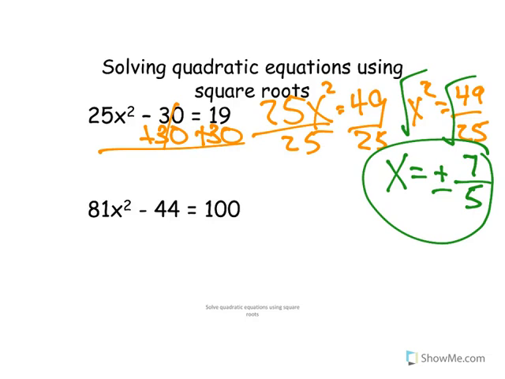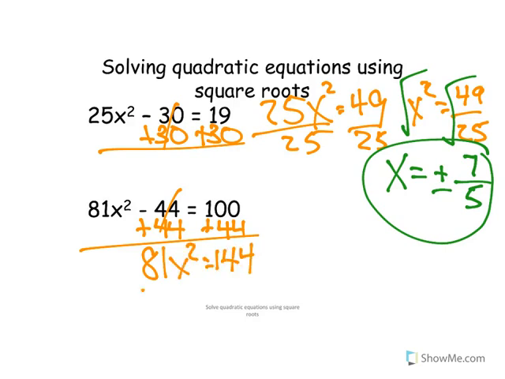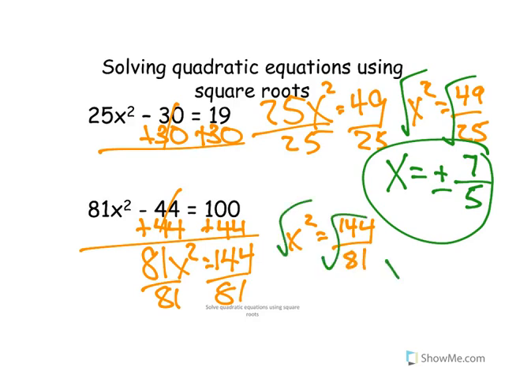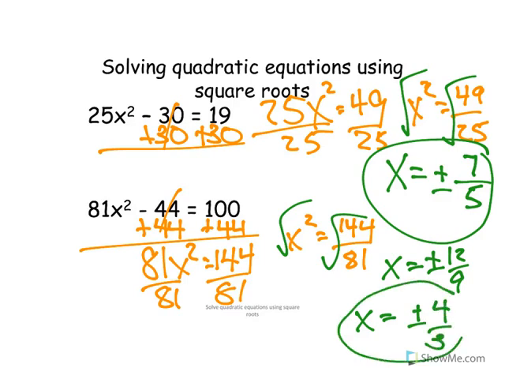And I can essentially do the same thing for the next one, right? So I'll add 44 on both sides. That gives me 81x squared is equal to 144. I divide both sides by 81. I get x squared is equal to 144 divided by 81. And I take the square root of both sides. I get x is equal to plus or minus 12/9. And if we want to be thorough, we can simplify the fraction to plus minus 4/3.